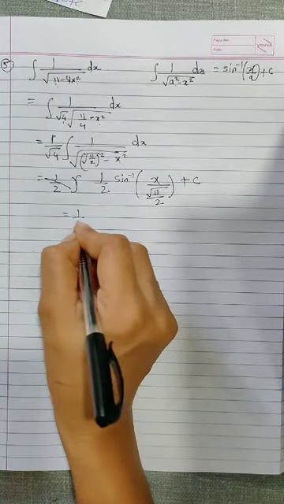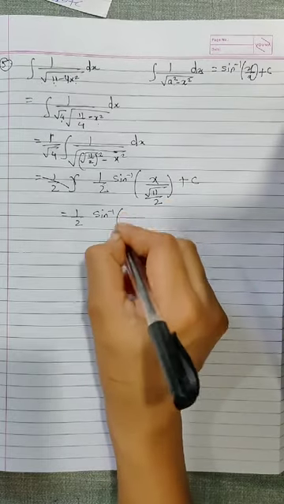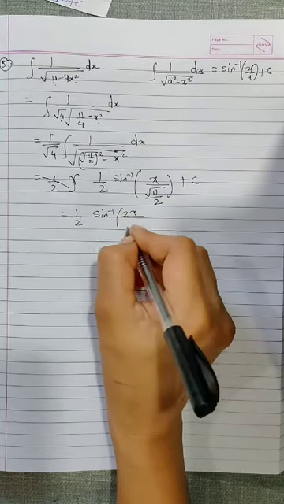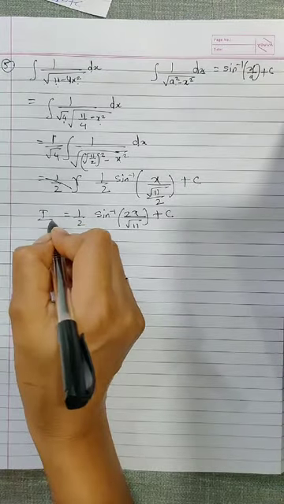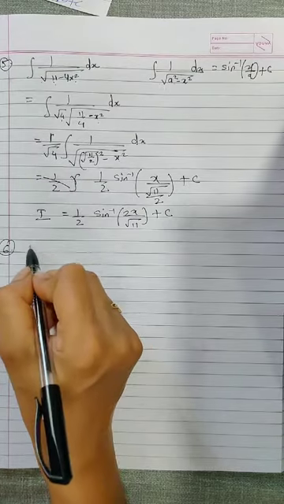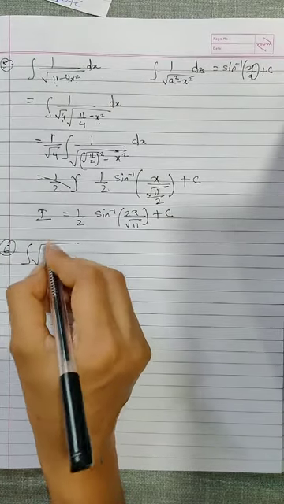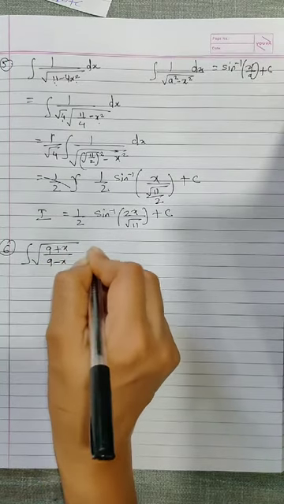So in proper form it is 1 by 2 sine inverse of, this 2 will go to the numerator, so 2x upon root 11, and plus c. So this is your I. Now let's take the next example. Example number 6. Integration under root 9 plus x upon 9 minus x dx.